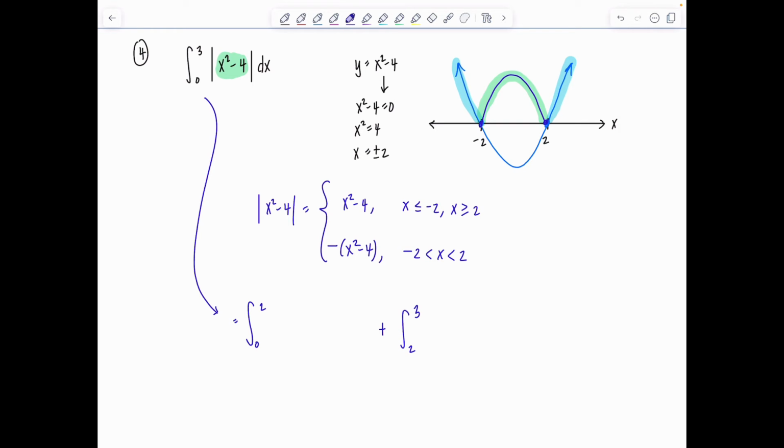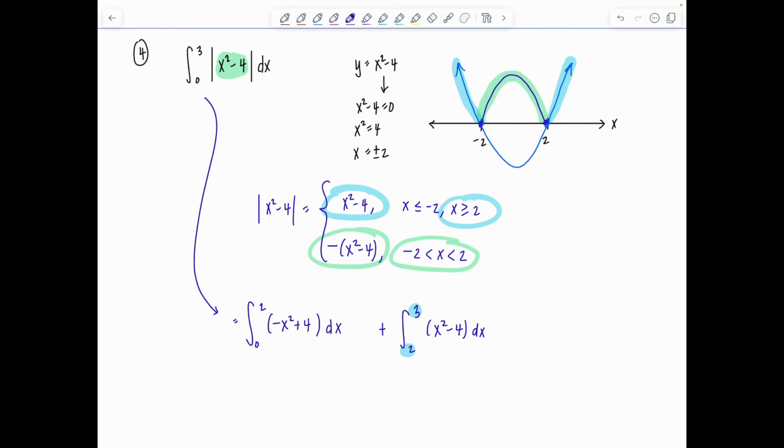So 0 to 2, that corresponds with, yes, x between -2 and 2. So f of x is, if you'll allow me, I'll distribute that: -x squared plus 4 dx. And then from 2 to 3, that corresponds with x greater than or equal to 2. I didn't mean to erase. So we're going to use x squared minus 4 dx. Good?